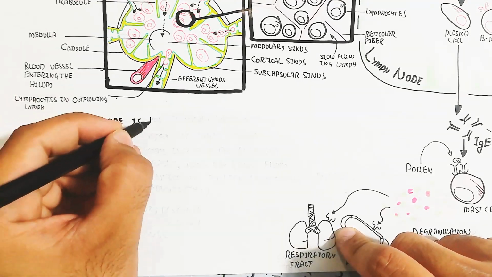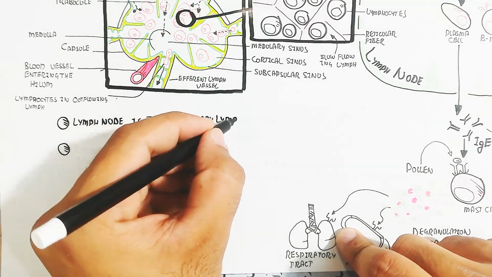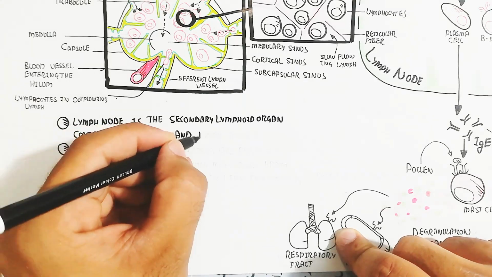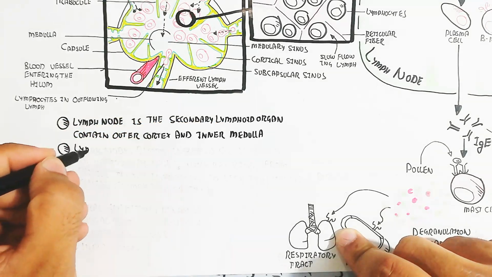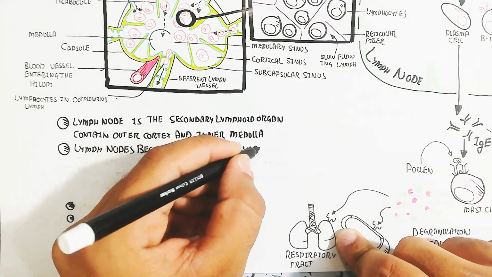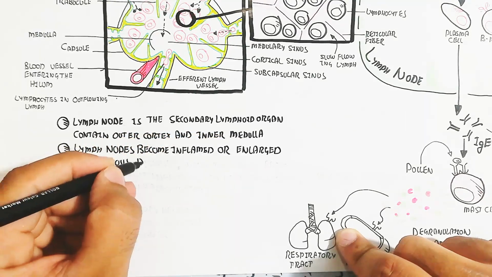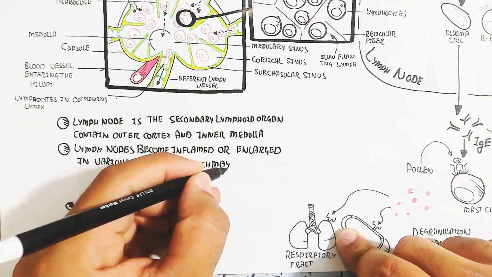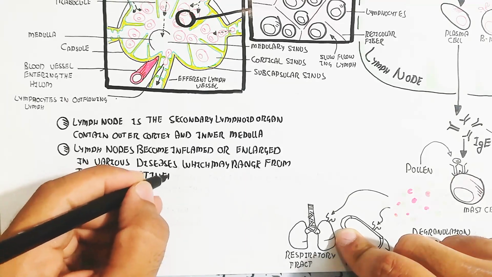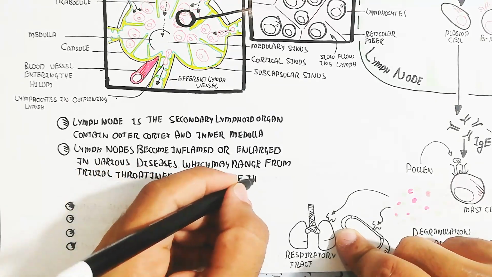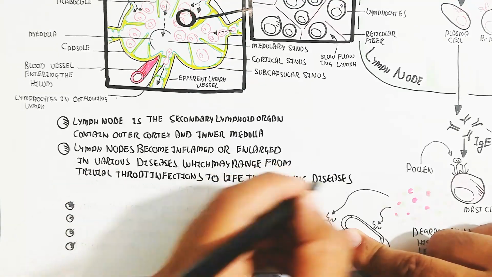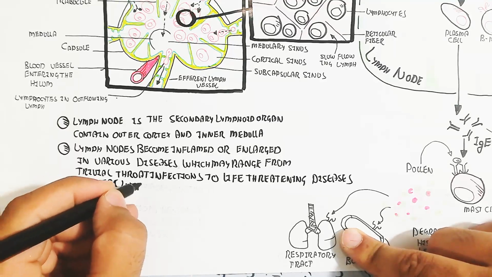Okay, let's begin to understand the theoretical explanation here. The lymph node is the secondary lymphoid organ, containing an outer cortex and inner medulla. We are just understanding about the lymph node. The lymph node becomes inflamed or enlarged in various diseases, which may range from trivial throat infections to life-threatening disease progression like cancer, lymphoma, and lymphadenopathy.